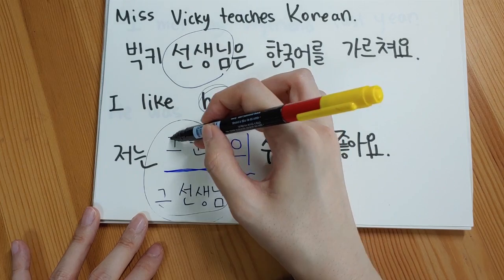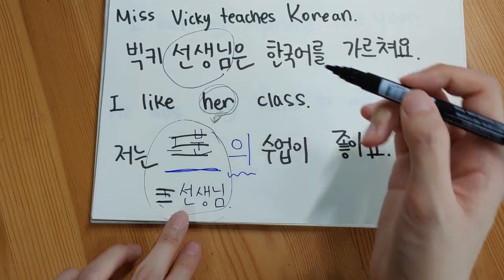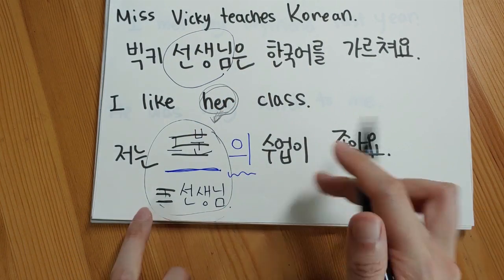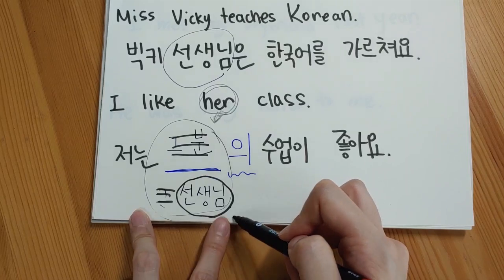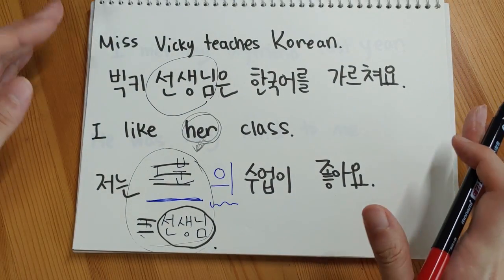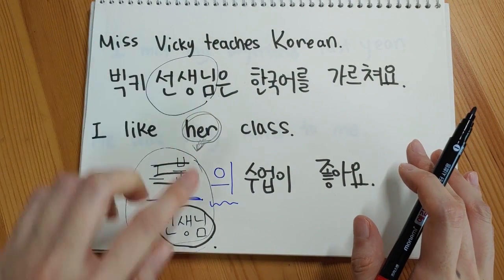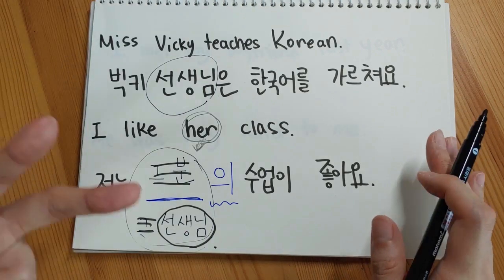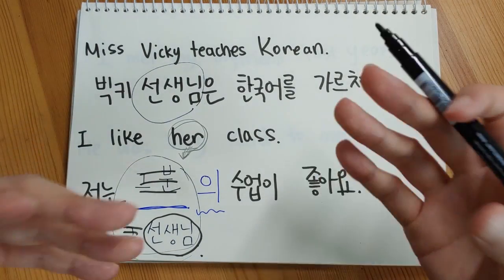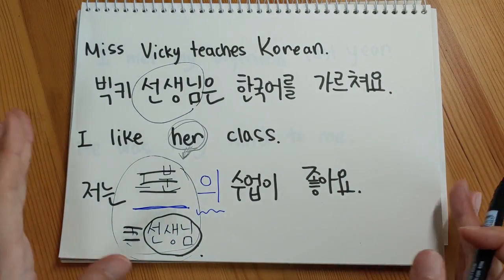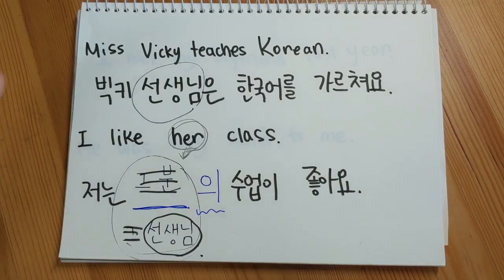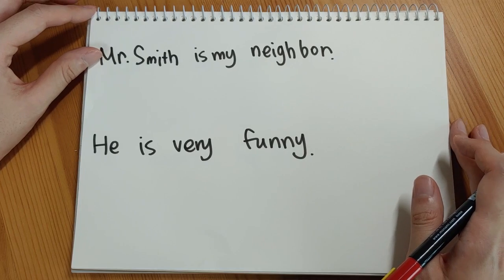Or you know what? It's also possible to just say 저는 선생님의 수업이 좋아요. Just using 선생님, the third person form, because it's obvious that you're talking about Vicky teacher when you say teacher in this context, right? So you can notice that once you get the hang of it, you can be really flexible with pronouns. So you don't have to worry too much about it. It will come as you keep practicing.